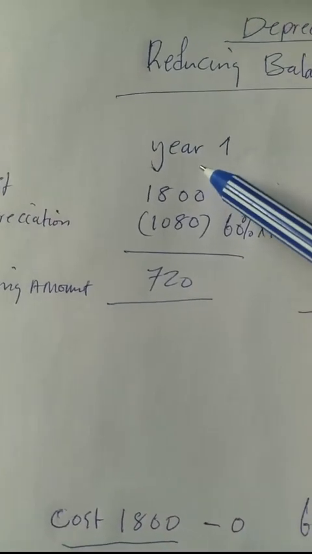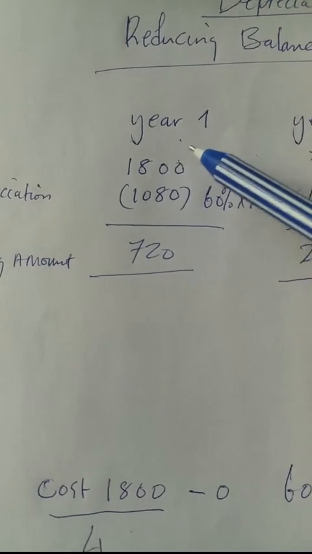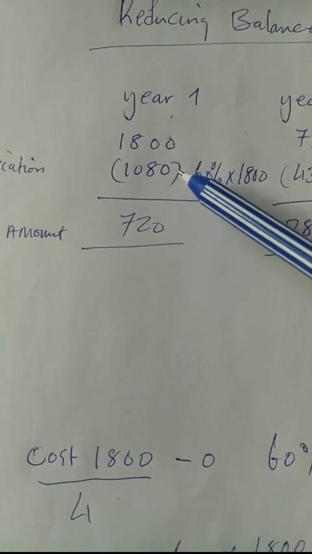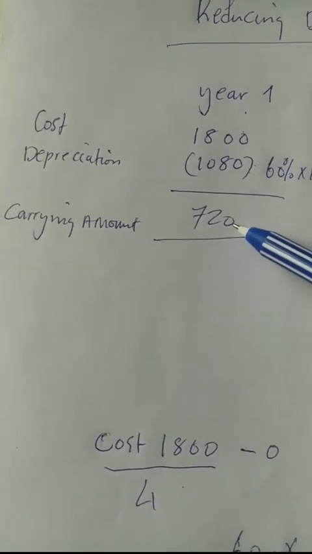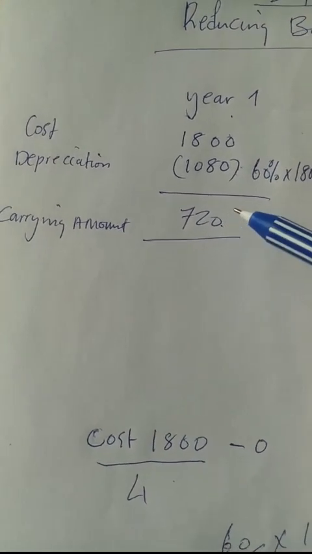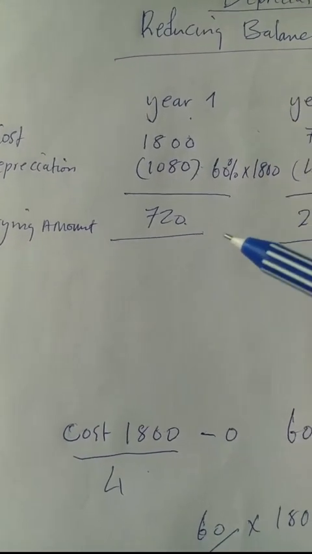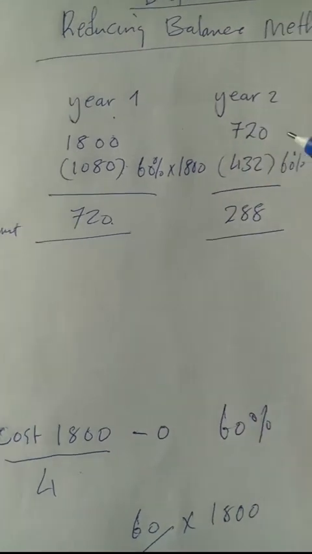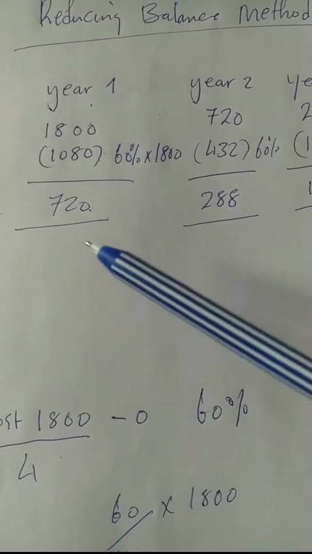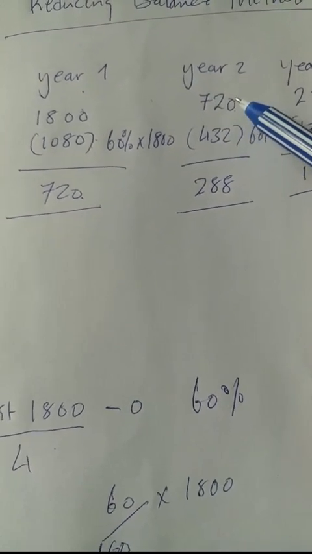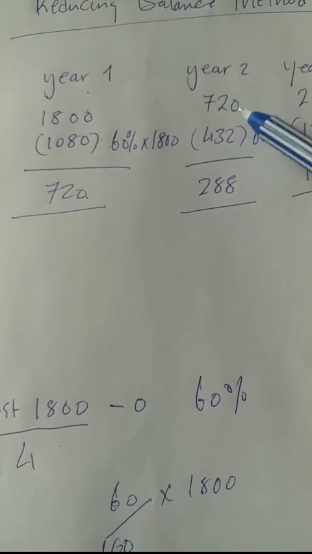So this is our first year. Our cost and then our depreciation at 60% is 1080. So when you subtract, this will be your carrying amount, okay, your carrying amount. Then the carrying amount becomes the value of the non-current asset in the second year. We've seen 720, 720. So the next depreciation will be calculated on the carrying amount, not on the cost.